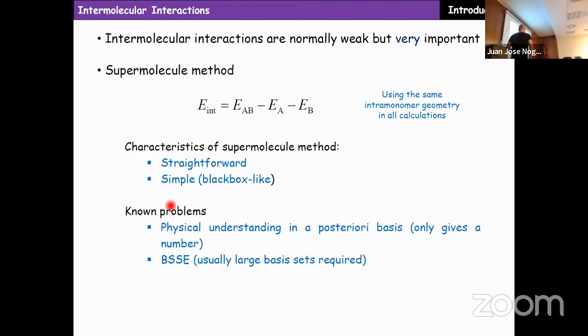This is not useful if, for example, I want to use my results to parameterize force fields in molecular mechanics, parameterize Pauli or the dispersion in molecular mechanics. And another problem is associated to the basis set size, the dependence of the energy in a quantum mechanical calculation on the basis set size used. In the case of intermolecular interactions this is sometimes dramatic, and it's called the basis set superposition error.